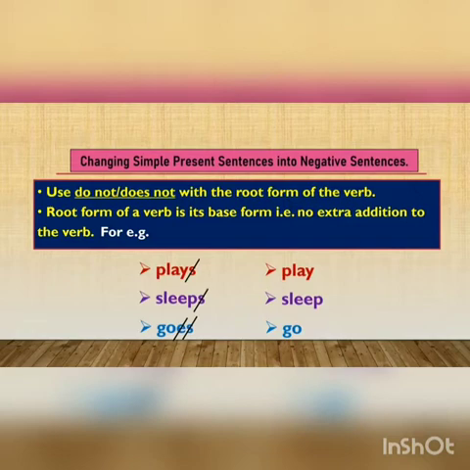Root form means the first form of the verb. For example, slept. What is the base form of this verb slept? It is sleep. Eats. Base form is eat. So, you just have to change the verb into its root form, that is base form, and use do not or does not just before it, and your sentence will change into a negative sentence.